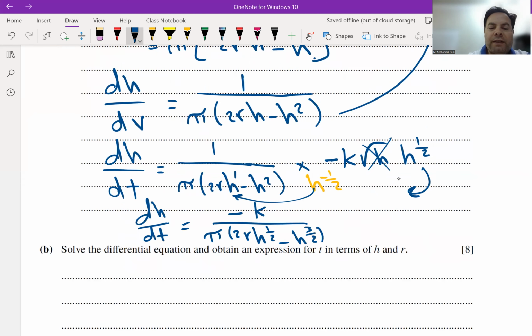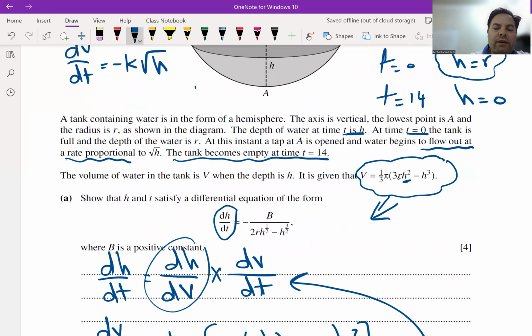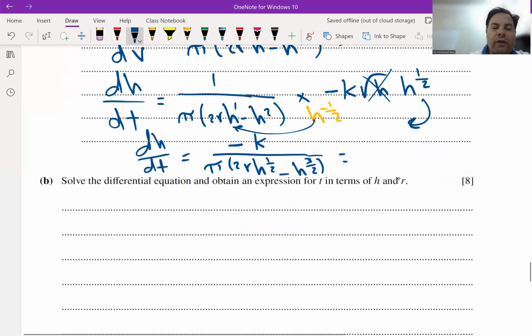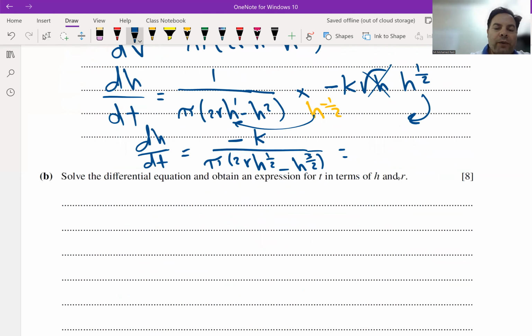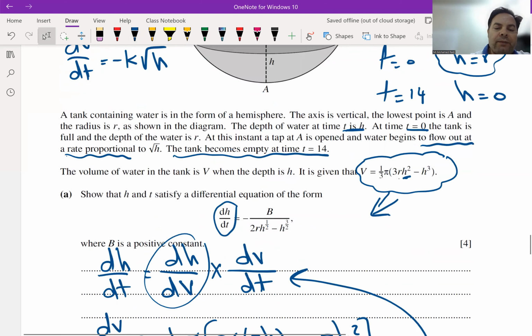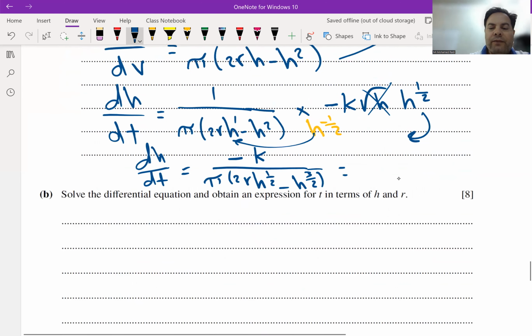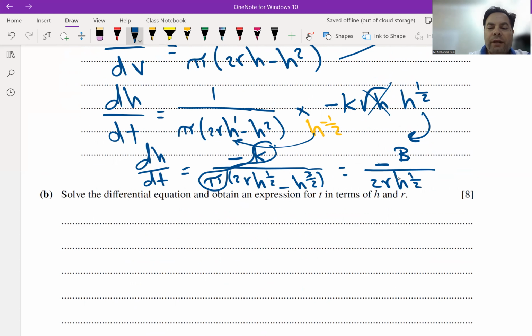This is the final answer, but it's written as b over something, which means you can remove the k over pi. We keep the negative, but remove k over pi and write it as another constant b, as it's written. So dh by dt equals negative b over 2r h to the power of half minus h to the power of 3 over 2. This is the final answer of part 2.